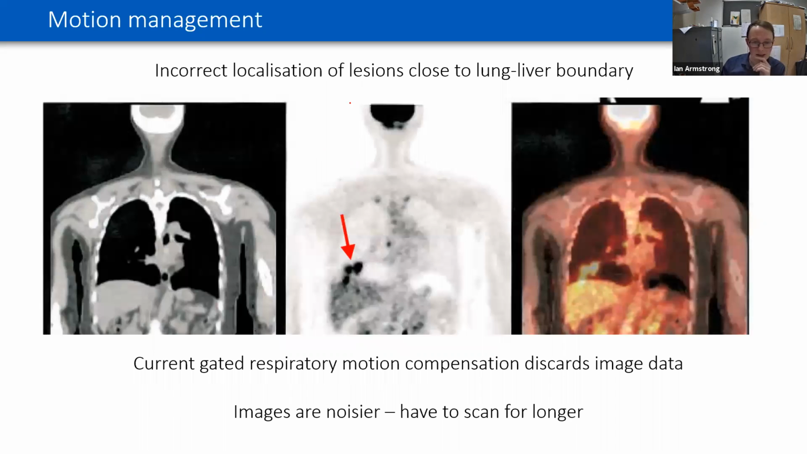So why is it important? Well, again, I'm sure I'm not teaching you anything new here, but I think it's always good to repeat things for anyone that's not seen anything like this. We've got these lesions here on the border of the liver and the lung. Now, where are they? Well, we don't really know. They could be in the liver and they could be in the lung, and it all depends on the different phases and the different positions of the CT and the motion blurring of our PET. So if we just do things like motion correction, we would localize those lesions correctly.